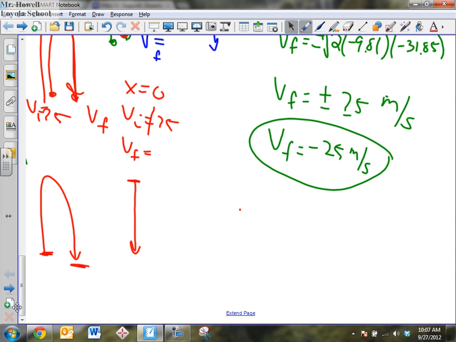Can't use that because this is assuming there's no acceleration. This is saying acceleration equals 0. So if you want to derive that formula, you want to combine.